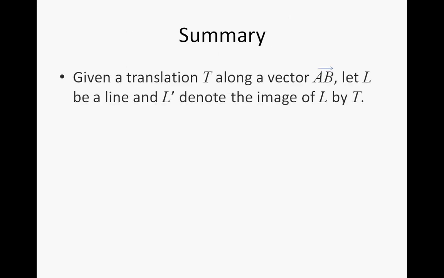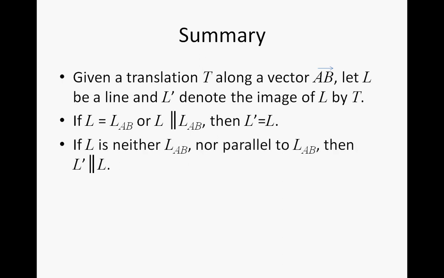So to summarize, given a translation T along a vector AB, let L be a line and let L prime denote the image of L by T, the translation. If L is the same as line vector AB, or if L is parallel to line vector AB, then L prime is the same as L. If L is neither line vector AB nor parallel to line vector AB, then L prime is going to be parallel to L.